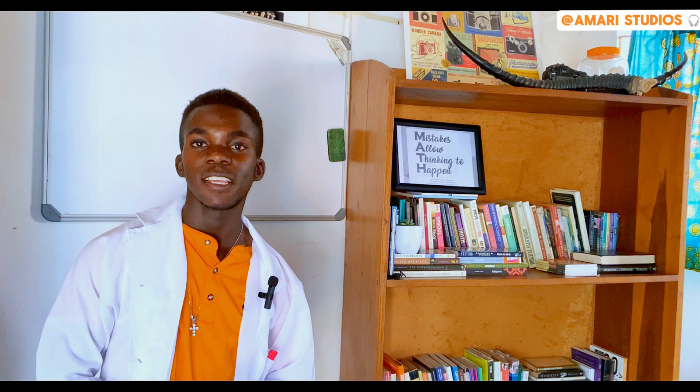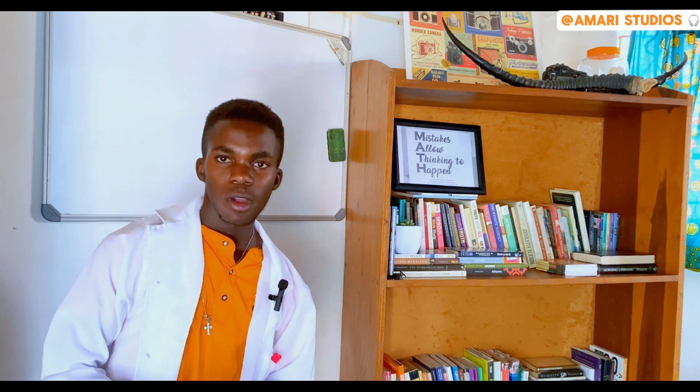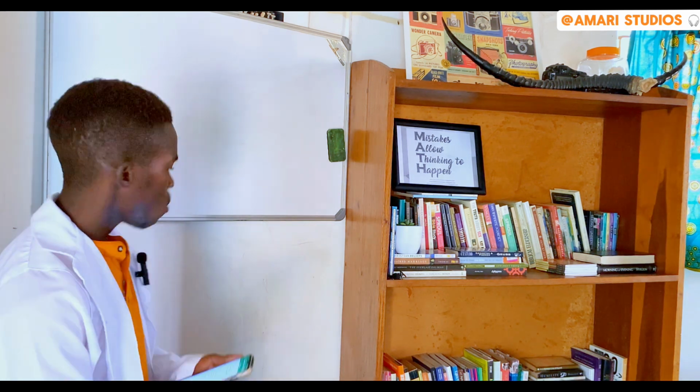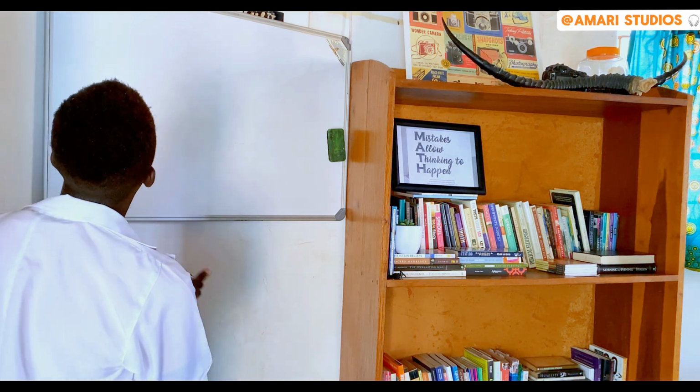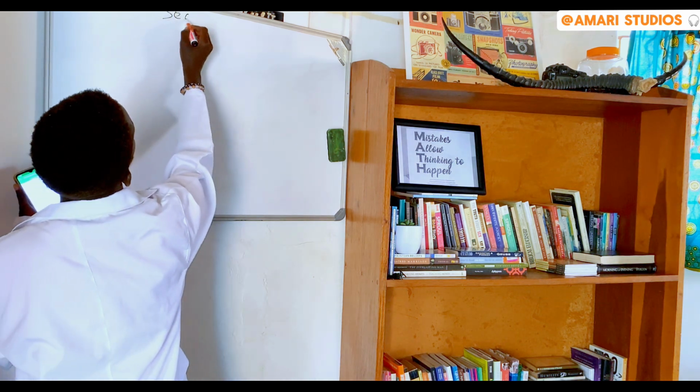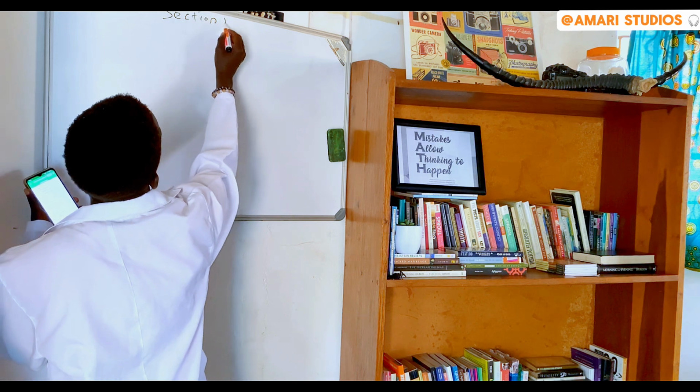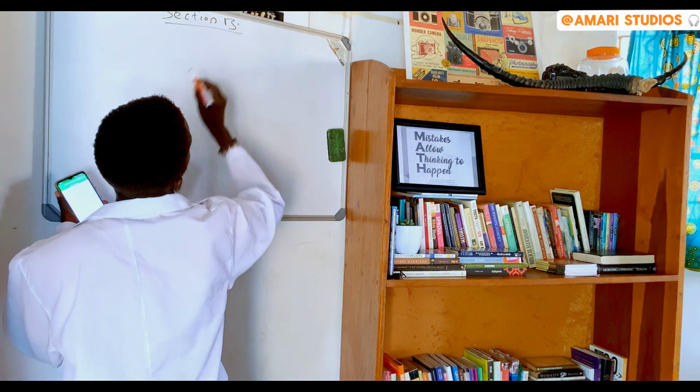Welcome back. So we are going to move to section B of our 2022 mathematics grade 9 past paper. Specifically, this is paper 1. We're going to continue with our revision. Now section B requires you to be solving. That's the good part of this section.